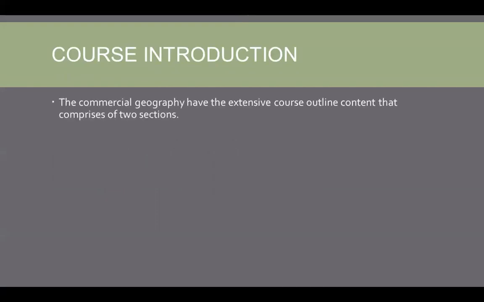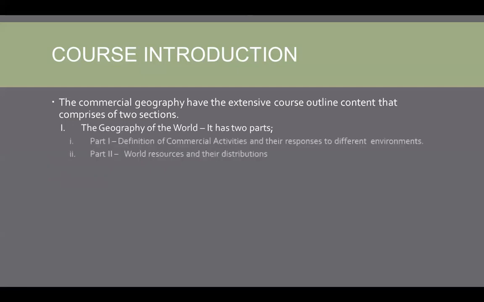Commercial geography has an extensive course outline that comprises two sections. Section number one, the geography of the world, and it has two parts. Part one, definition of commercial geography and their responses to different environments. The paper comes from that area as well. Part two, world distribution and their resources. Then we have section two, the geography of Pakistan.